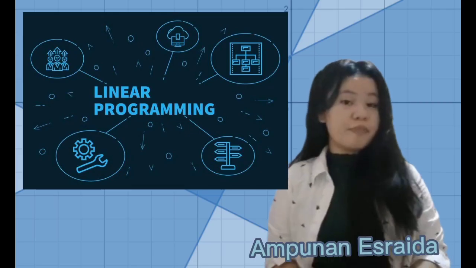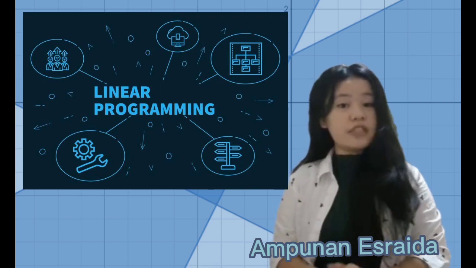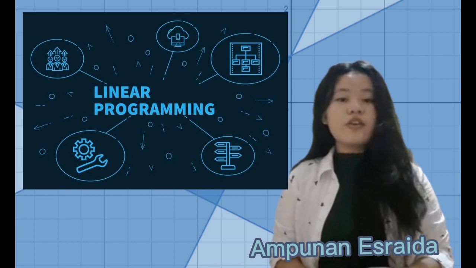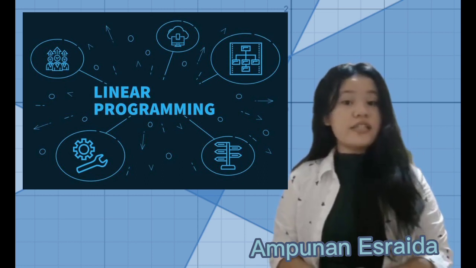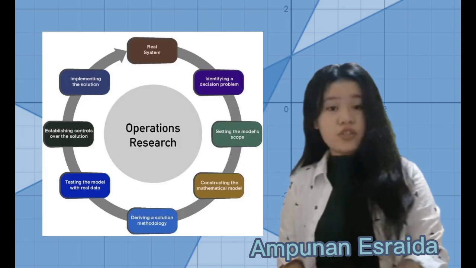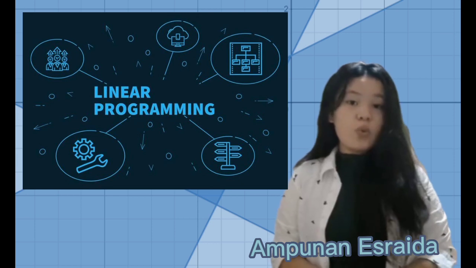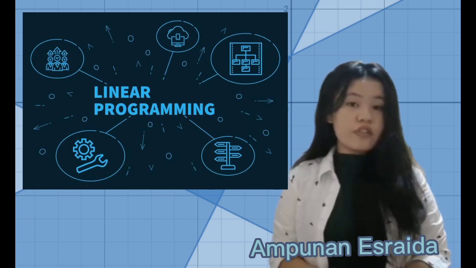Linear programming, or LP, is a mathematical technique used to optimize, maximize, or minimize a linear objective function subject to linear constraints. It provides a systematic approach to decision making in various fields, including operations research, economics, engineering, and finance. In a linear programming problem, we aim to find the best possible solution given certain constraints.